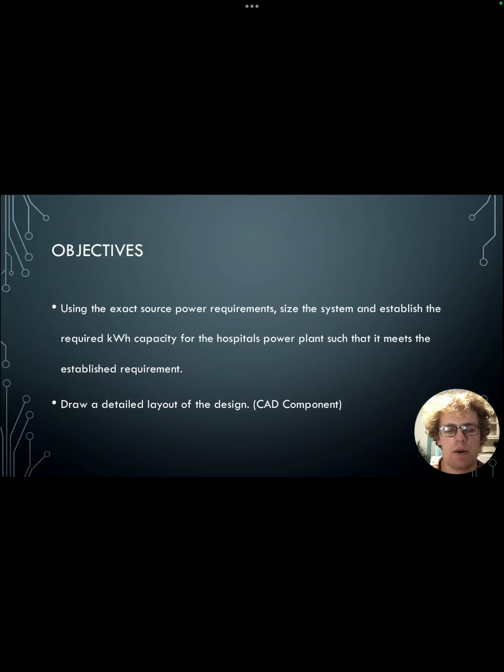Using the exact source power requirements, size the system and establish the required kilowatt-hour capacity for the hospital's power plant such that it meets the established requirement. So the system needs to be compatible with the hospital and the electrical system demands of the hospital in question. Then also draw a detailed layout of the design. This is the CAD component, so that if the design should be implemented, the contractors may know where to place what and what the specifications and standards are that will be adhered to.